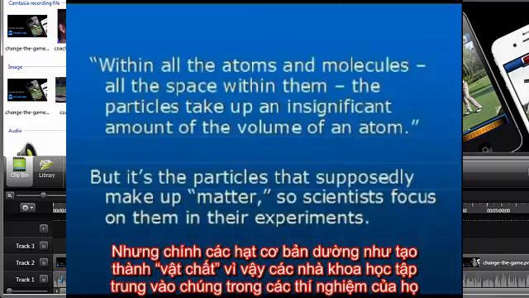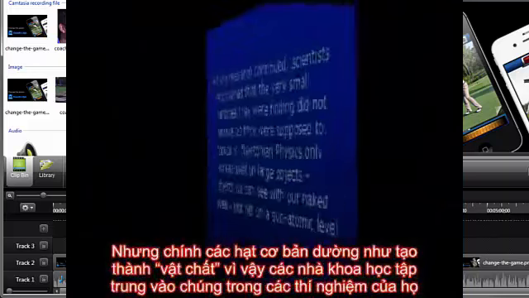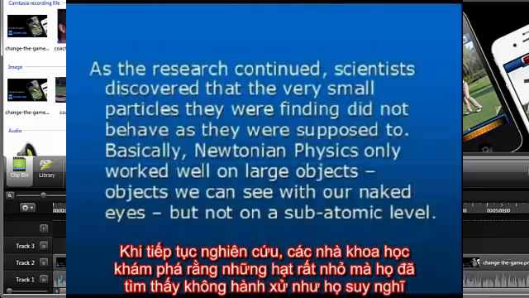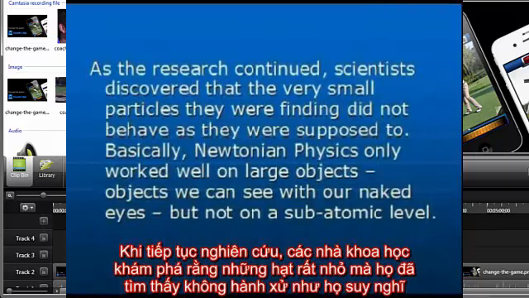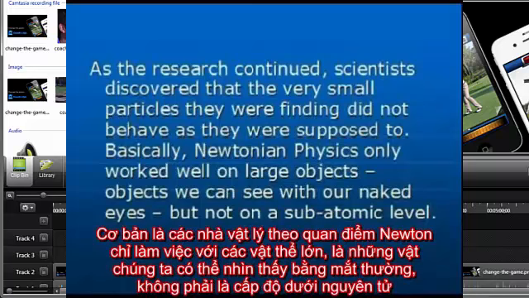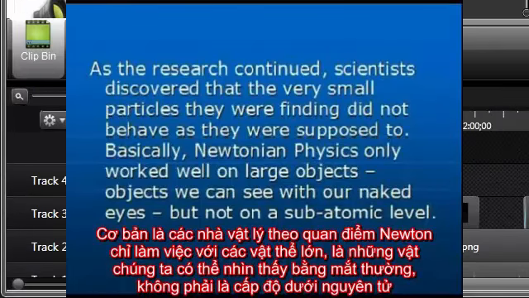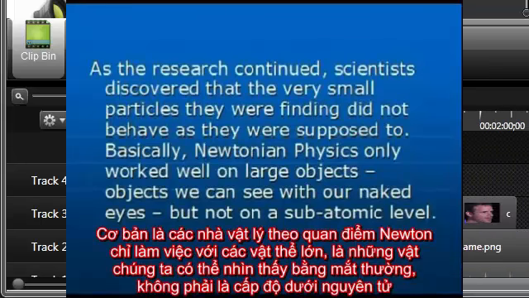So scientists focus on them in their experiments. And as the research continued, scientists discovered that the very small particles they were finding did not behave as they were supposed to. Basically, Newtonian physics only worked well on large objects we can see with our naked eyes, but not on a subatomic level.